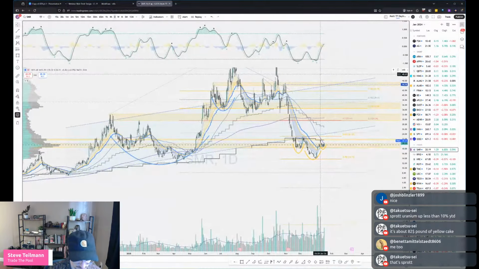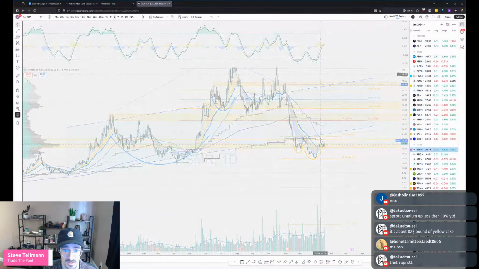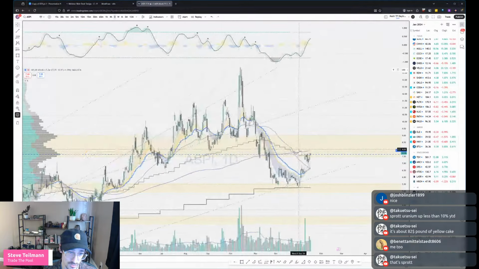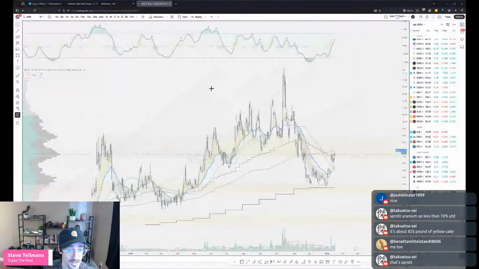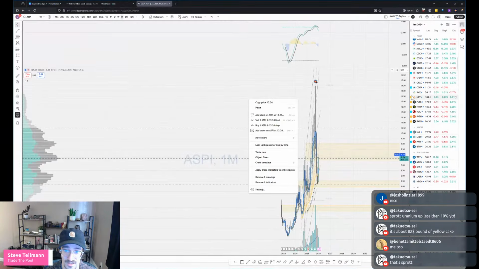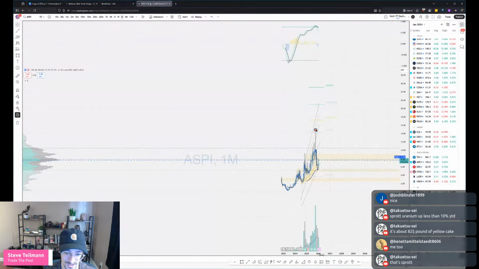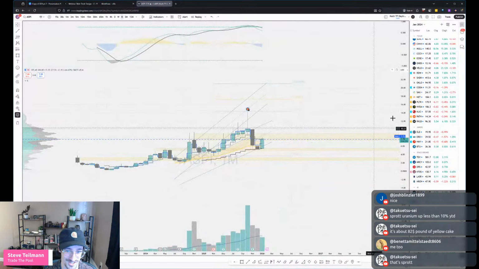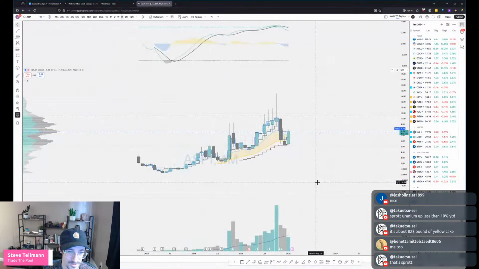Any other of these uranium names I'm looking at? ASPI is interesting. This one's compelling as well. If it can reclaim the 200-day here, this one can rock and roll too. On a higher time frame, I think we're in a... Oh my god, I didn't know what to do with this chart. You can see all sorts of weird channels. It's like, which of these channels is actually going to stick? How about none of them? Let's kill them all. There we go.